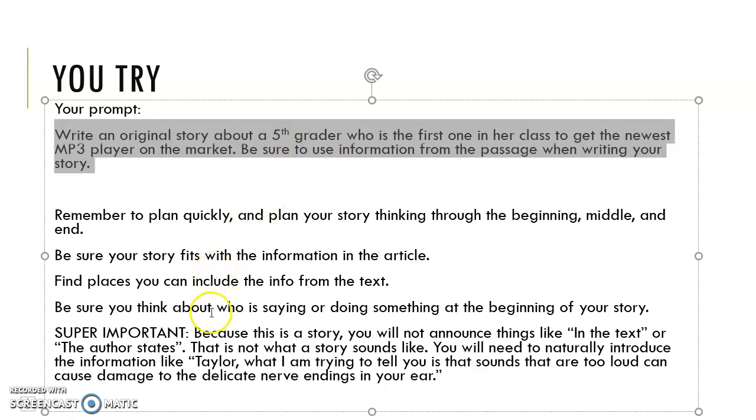Now, one more super important reminder. Because this is a story, you're not going to announce things like, in the text High Volume, it says, or the author states that, because stories don't sound like that. You're going to need to naturally introduce the information through your characters.